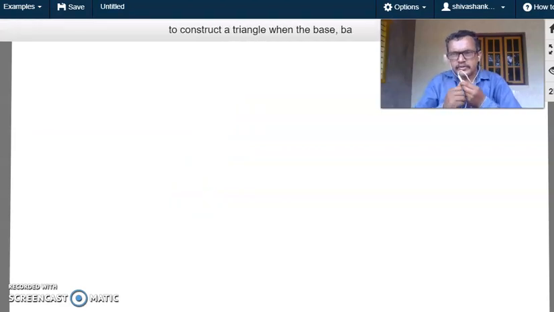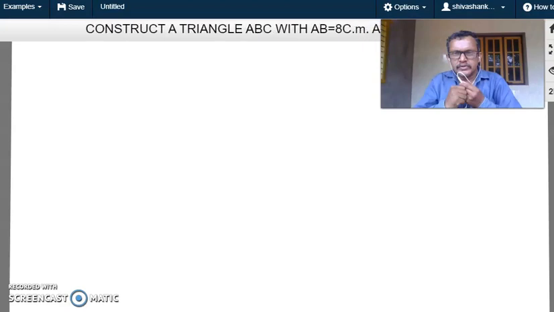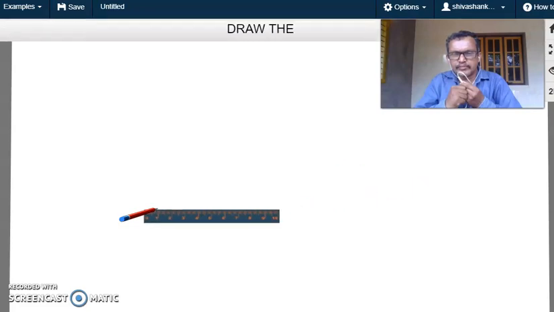Dear students, in this period, we shall study how to construct a triangle when the base, a base angle, and the difference between the two sides are given. You have already studied two types of construction when the sum of the two sides is given and when the perimeter is given.